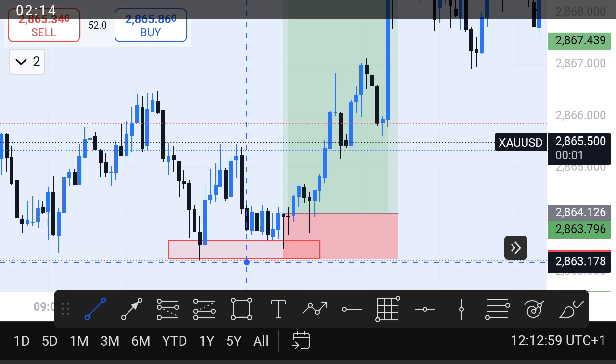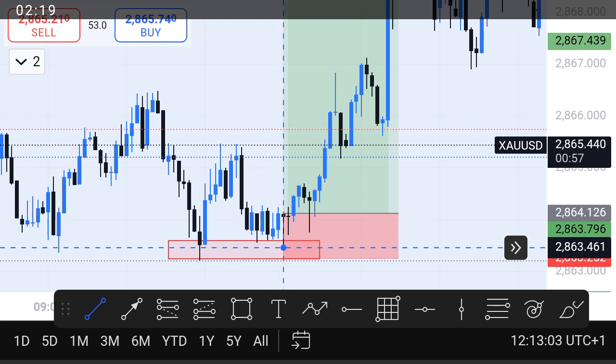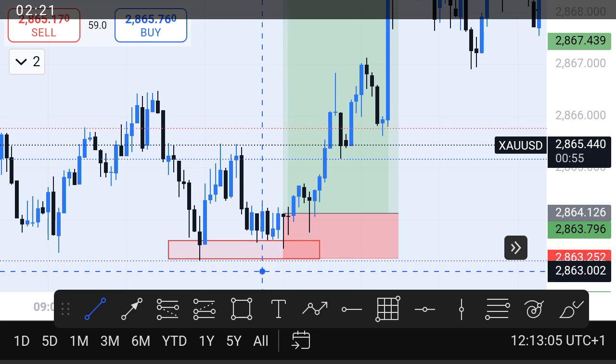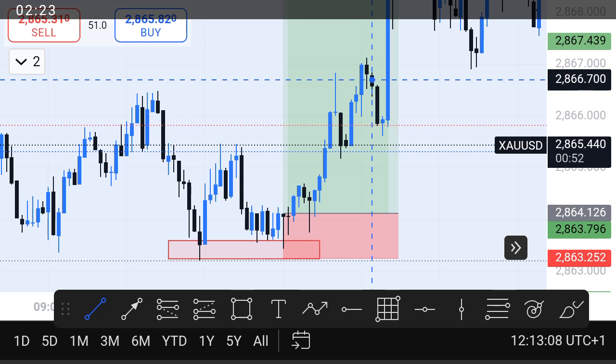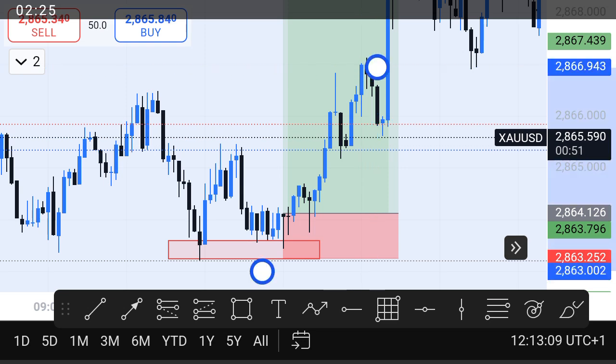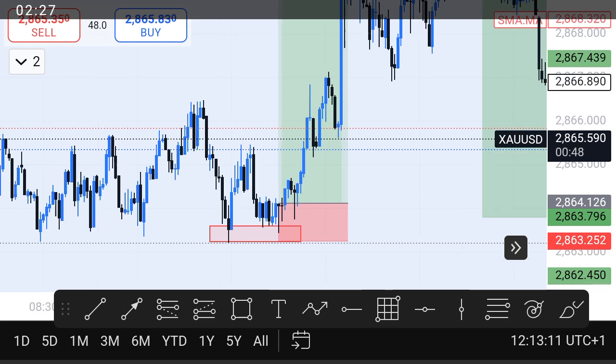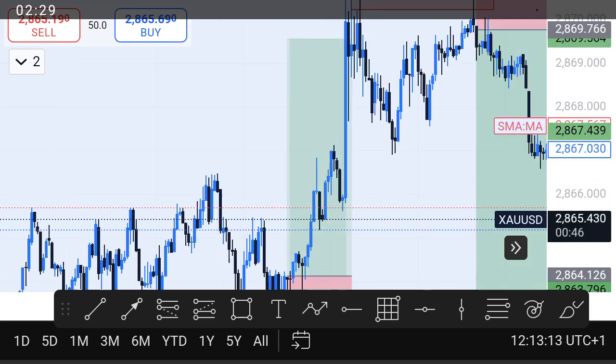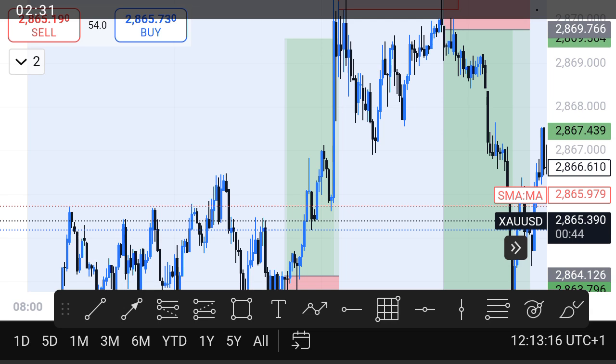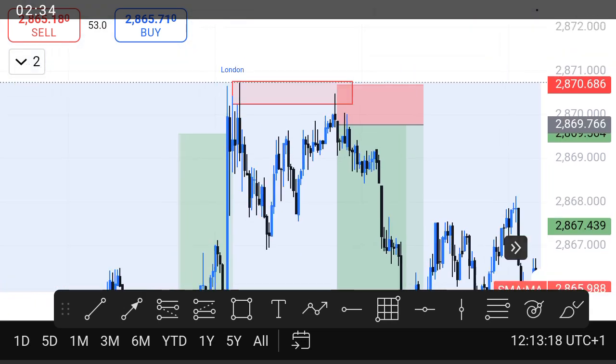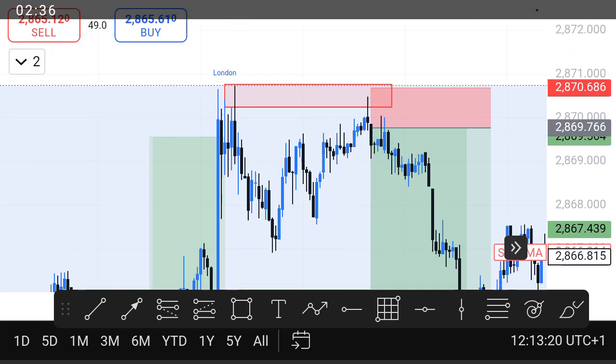My stop loss is just either below this last low or below this candle, and after I got in for the buy, price rallied up to my take profit. You can see it for yourself. Price rallied up to my take profit, and same thing for the next trade, which was a sell. After I got out of the buy, I saw the same strategy for a sell.